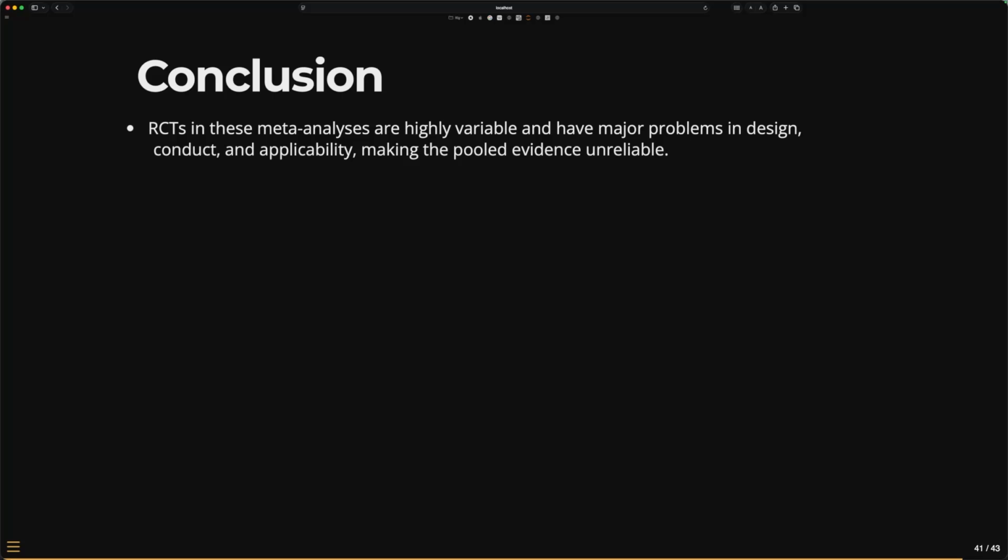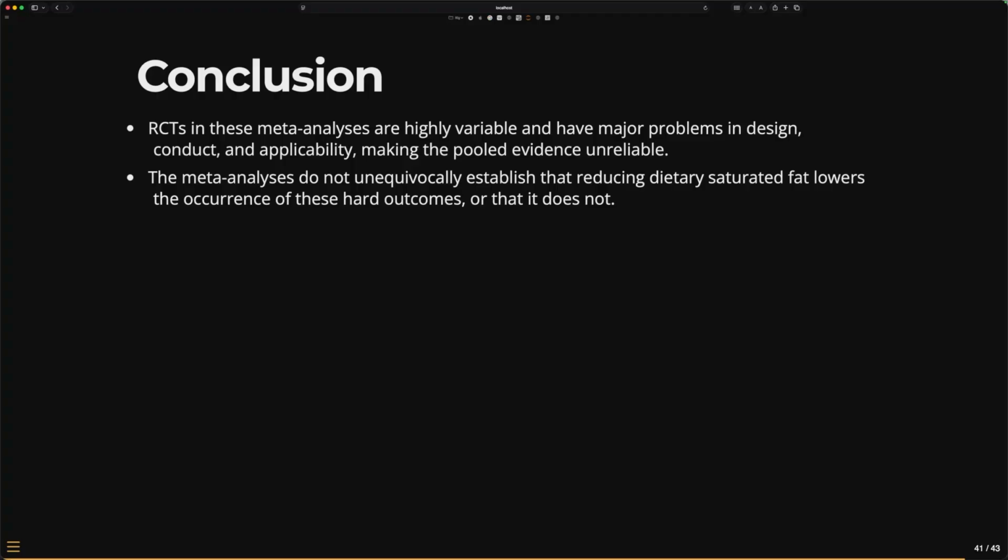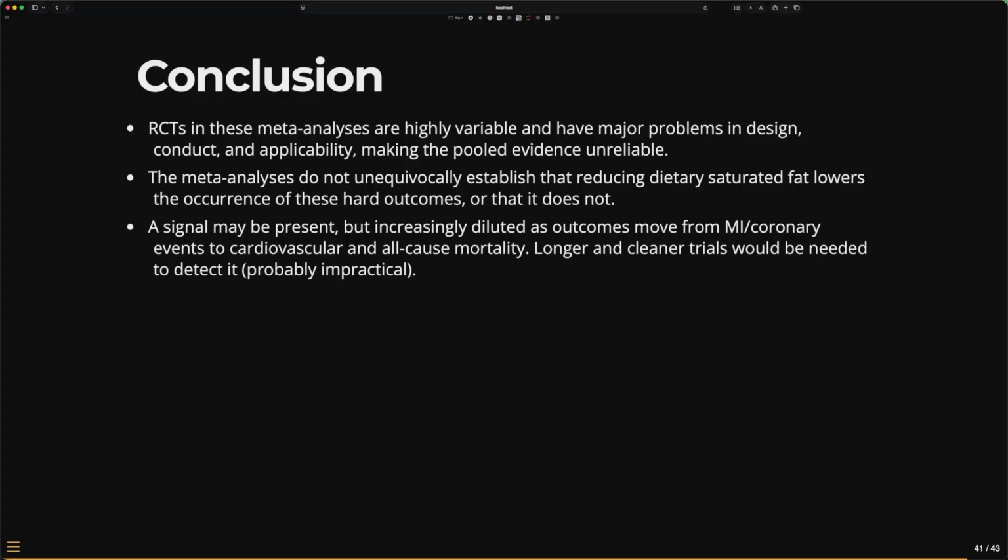Yeah. So just to conclude everything, the randomized controlled trials in the meta-analyses that we talked about are variable and have major problems in design, conduct and applicability. I think that makes the pooled evidence in the meta-analyses not very reliable and pretty uncertain. So I would say they don't unequivocally establish that reducing dietary saturated fat lowers the occurrence of these hard outcomes, or that it does not. I think you can't say either way for sure. And like I just said, there may be a signal, but it's not clear.